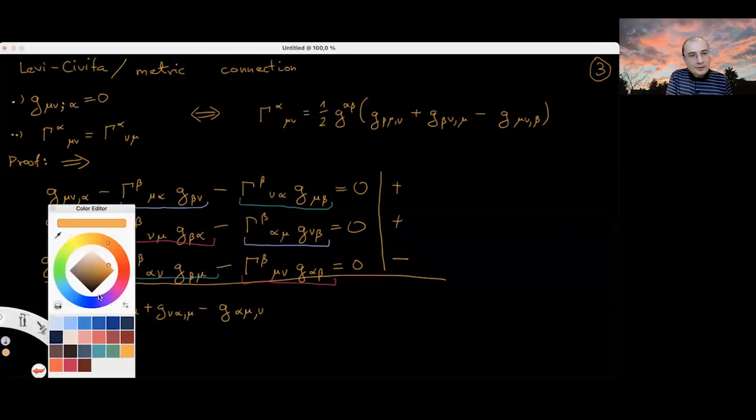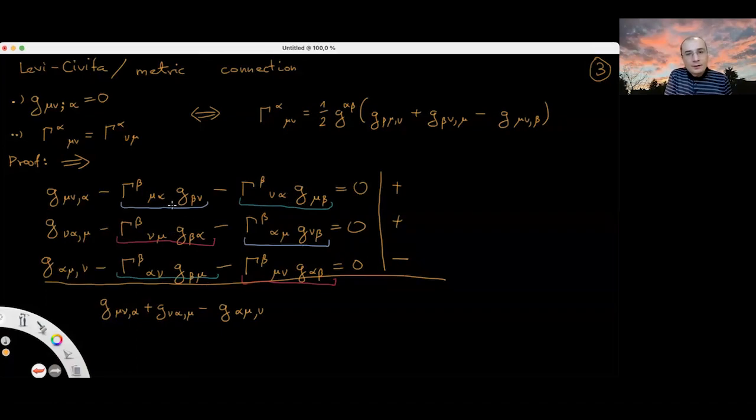So what happens when we take this combination over here? This guy meets that guy, but they come with different signs, so they cancel out. Let's write it down this way and this way. This guy meets that guy, and again, they come with opposite signs, so they cancel out as well. This one with that one. However, these guys are identical and they come with the same sign, so they produce twice the same thing. And this is equal to zero.